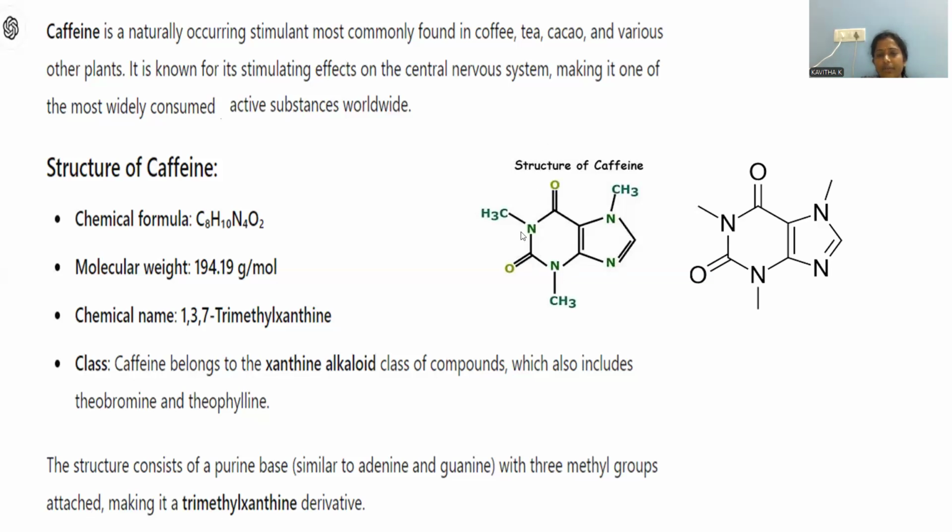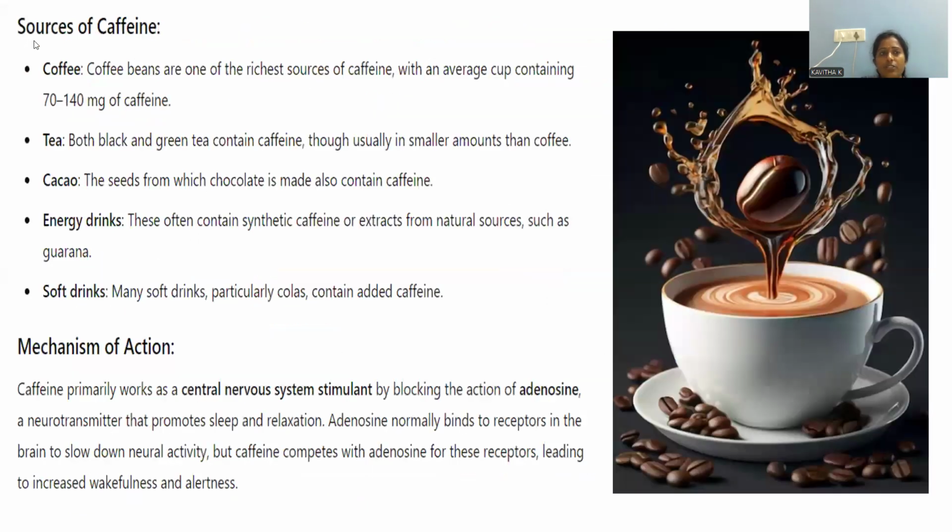It is a trimethylxanthine derivative. This is the way the description regarding caffeine is provided. Now let's go with the sources of caffeine, from where we can extract it. Everybody is aware that coffee beans are one source. From these coffee beans we are able to extract caffeine.